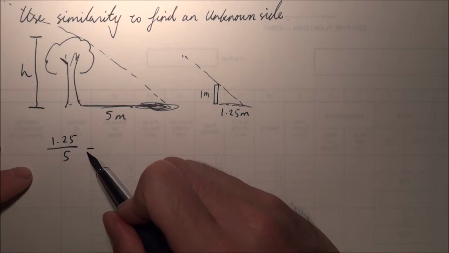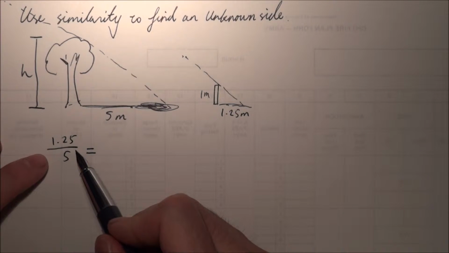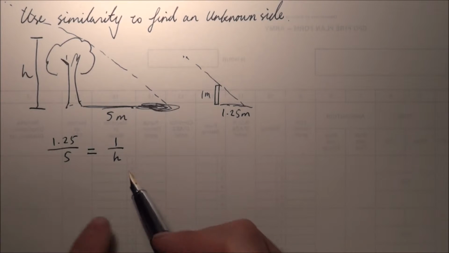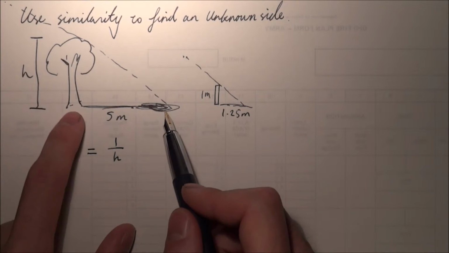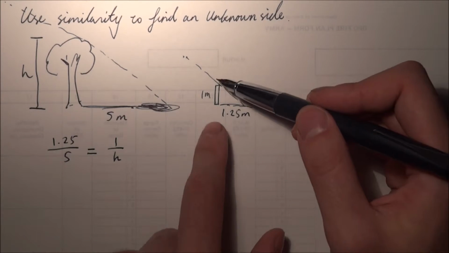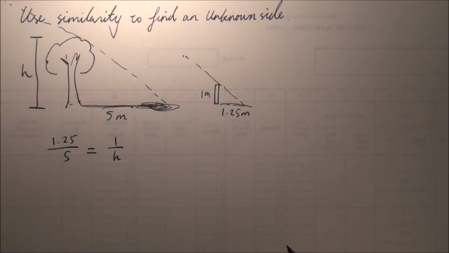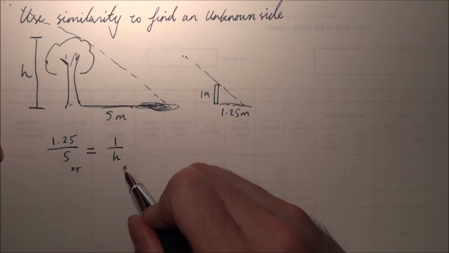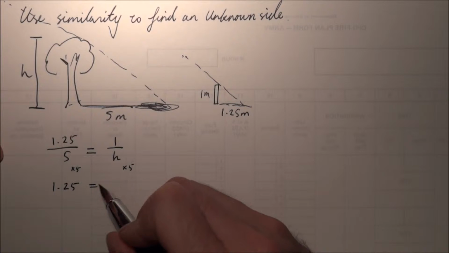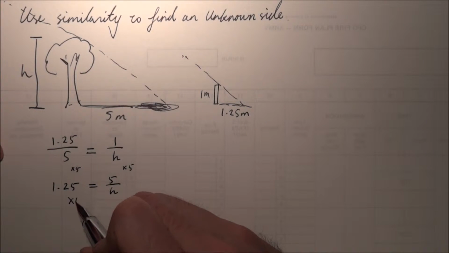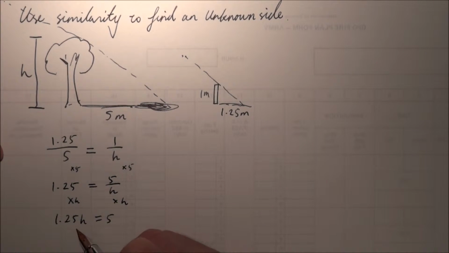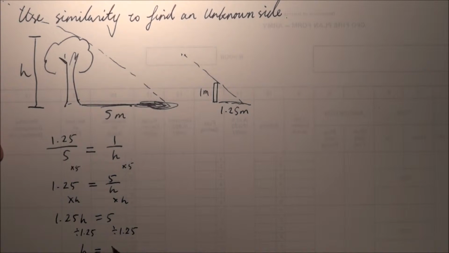It should be exactly the same ratio as 1 over h. So the ratio between the shadow of the ruler and the shadow of the tree should be exactly the same as the ratio between the height of the ruler and the height of the tree. In this case, we just solve it like a normal equation. We want to remove this 5, so we multiply both sides by 5. So 1.25 equals 5 over h. Then we multiply both sides by h, so we end up with 1.25h equals 5, and finally divide both sides by 1.25, and we end up with h equals 4.